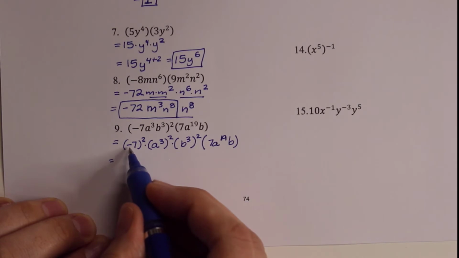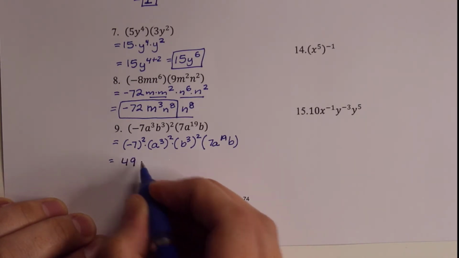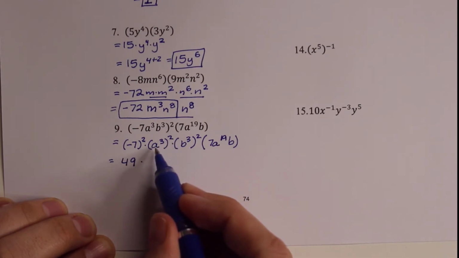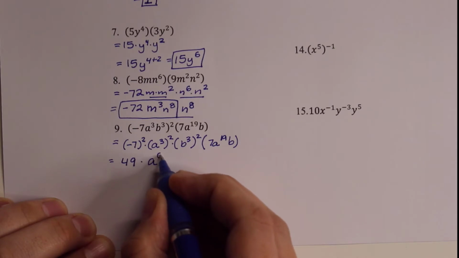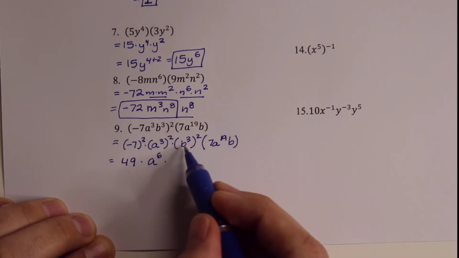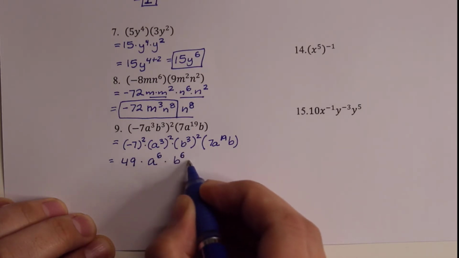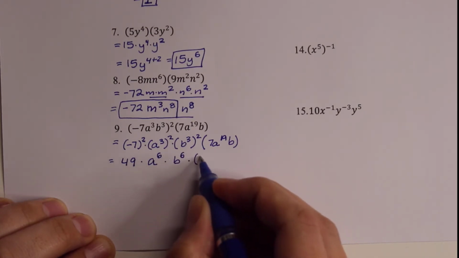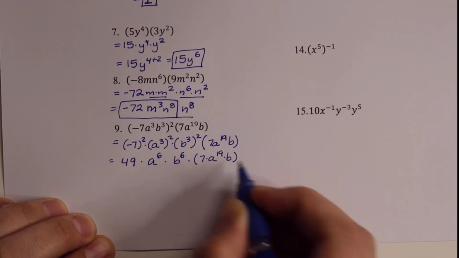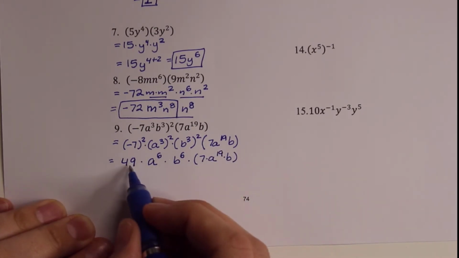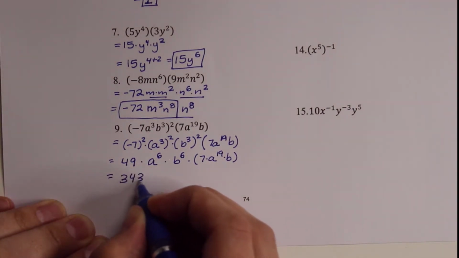I have -7 times -7, that's +49. Power rule, I have a to the 3 times 2, so this is a to the 6th. Power rule here, b to the 3 times 2, so b to the 6th. And now I'm multiplying, so now I can go ahead and multiply by this quantity in the back. So we have 49 times 7, so 343 in terms of our numbers.